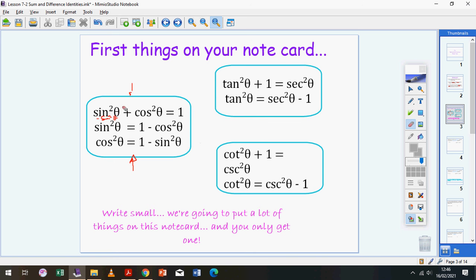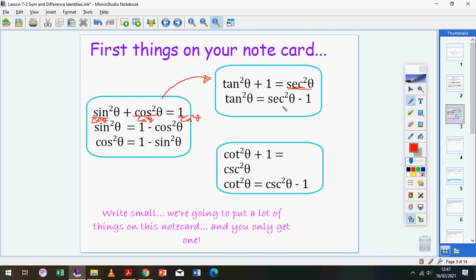Still from the first one, and I hope you remember this, we talked about this in the last class period. If I divide each term in this equation by cosine squared, I get what I have over there. Sine squared over cosine squared is tan squared theta, cosine squared over cosine squared is 1, and 1 over cosine squared theta is just secant squared theta, which I have over here.